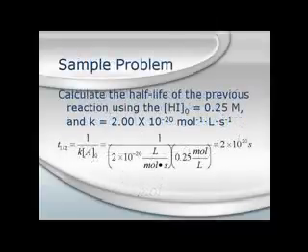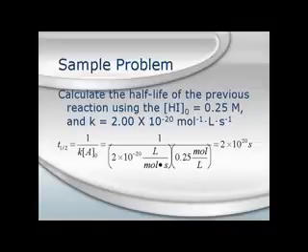Let's try another sample problem. Here, let's calculate the half-life of the previous reaction using the initial concentration of the hydrogen iodide as 0.25 moles per liter, and again the K value as 2 times 10 to the negative 20th liters per mole times a second. So our half-life equation is t1/2 is equal to the inverse of our rate constant times the initial concentration of A. So 1 over the product of 2 times 10 to the negative 20th liters per mole times seconds times 0.25 moles per liter.